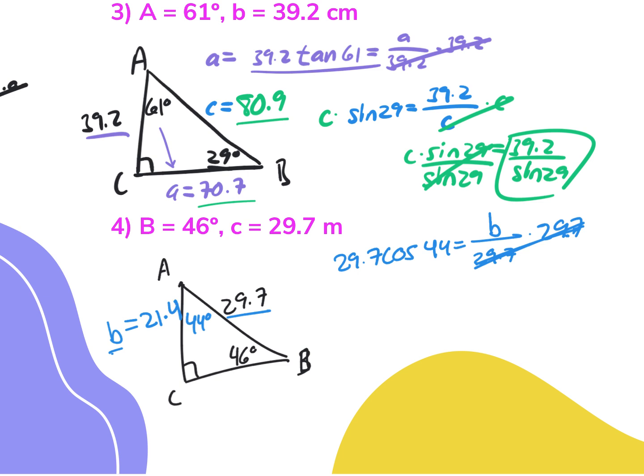Now that you have two sides of a right triangle, you could use the Pythagorean theorem if you wanted to. I'll use another trig ratio. Why don't we do sine? It doesn't really matter. Sine of 44 is my opposite, which is A, over my hypotenuse, which is 29.7. Once again, multiply whatever's on the bottom on both sides, and I get A is 29.7 times sine of 44, which gets you 20.6 to the nearest tenth. Now that's all of our sides, and we have all of our angles, so we solved the triangle. We're good.